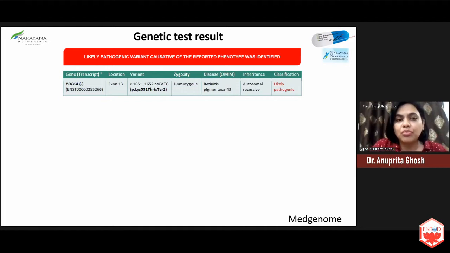Once we received his report, we met again for the post-test counseling, and Medgenome reported a pathogenic homozygous mutation in the gene called PDE6A. And because he was counseled in the pre-test, he did go ahead and educate his parents about the genetic validation that also needs to be done at this point.